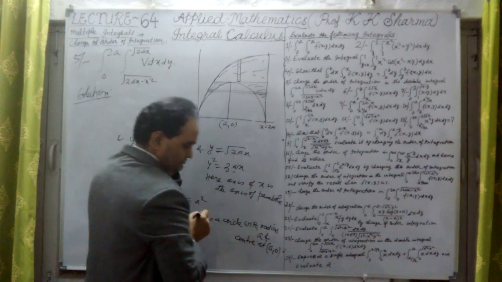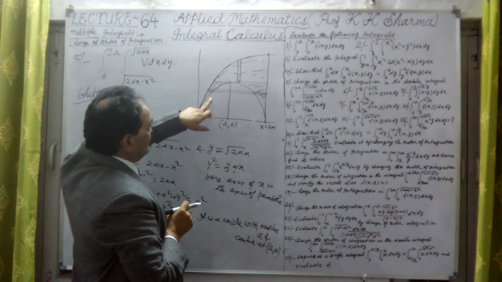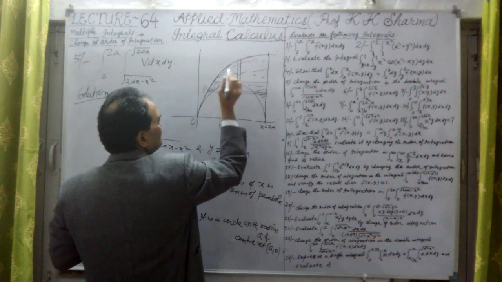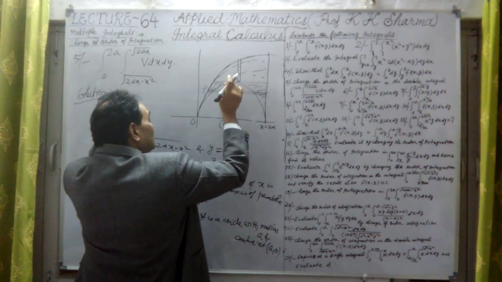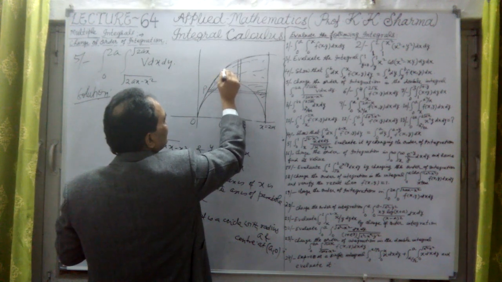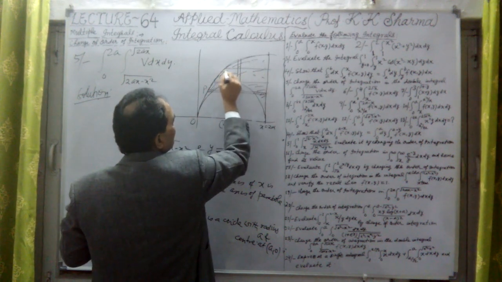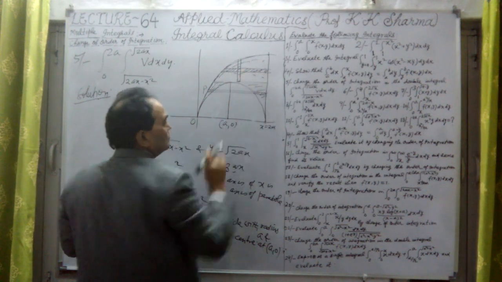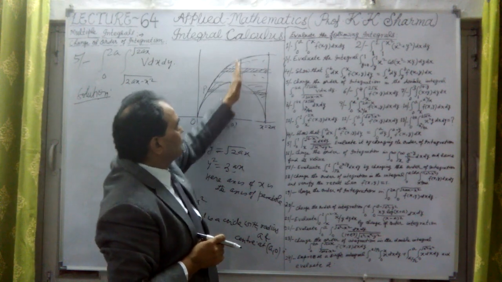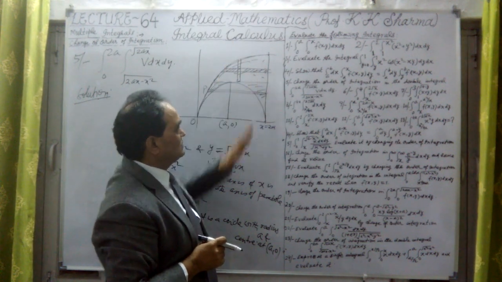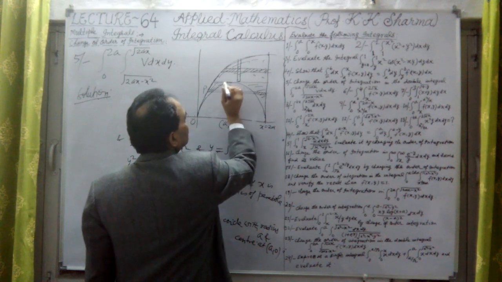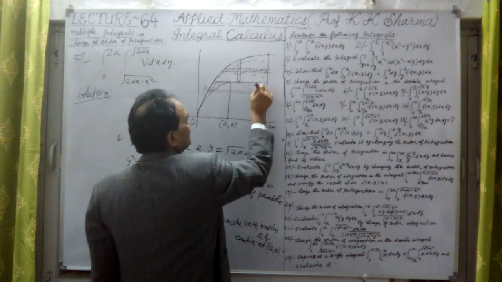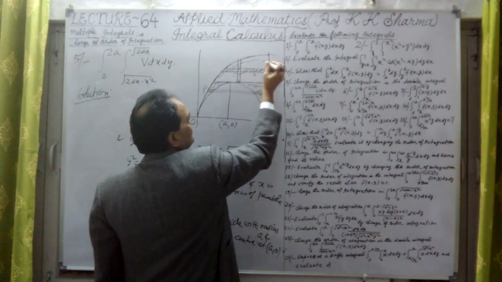Now let me take this as a point, and this is point P. If I take one more strip parallel to the axis of x, the x coordinate we have to find out for this area also, and the y coordinate also for this area and for this area. So there are three regions here: this is the first region, this is the second region, and this is the third region.